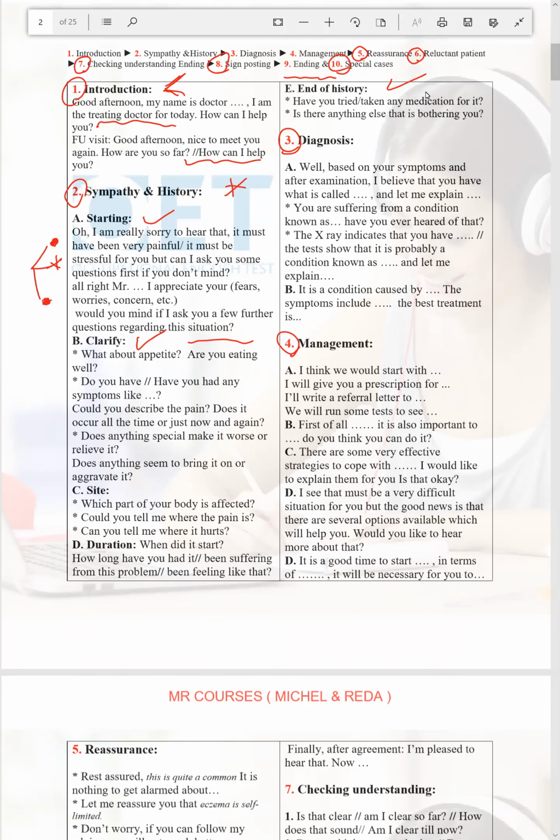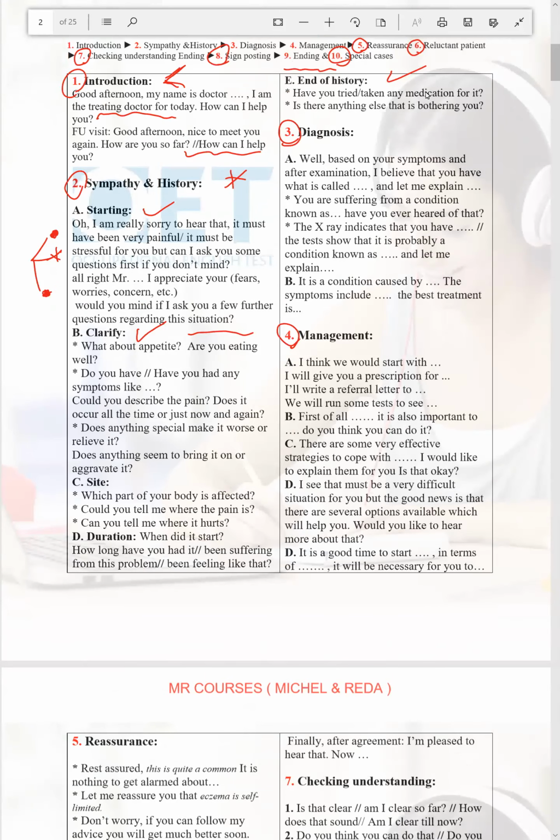Okay. What about your appetite? Are you eating well? Have you had symptoms like, you will tell him, associated symptoms, and you know this as a doctor, so it will not be a problem. Okay, the associated symptoms. Could you describe this pain, the side, the duration? Is it decreasing? Is it increasing?